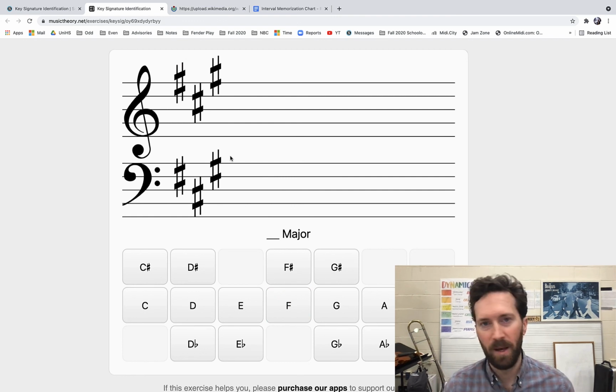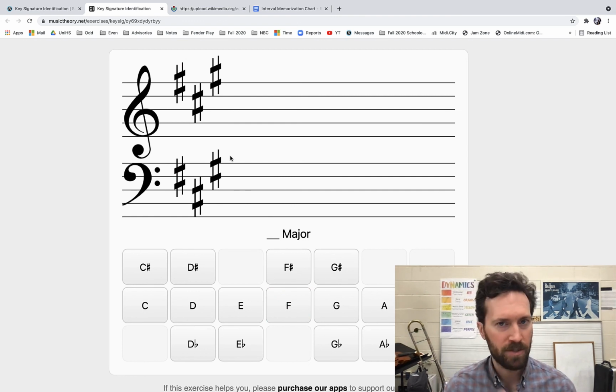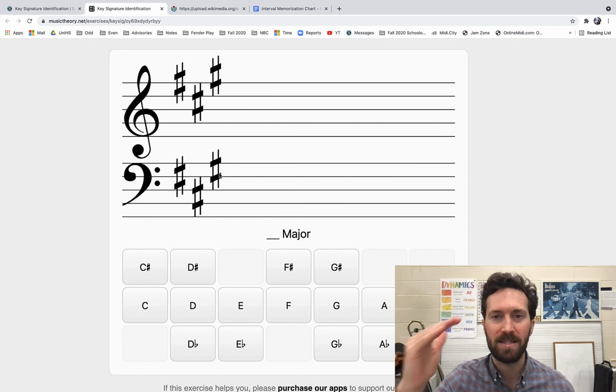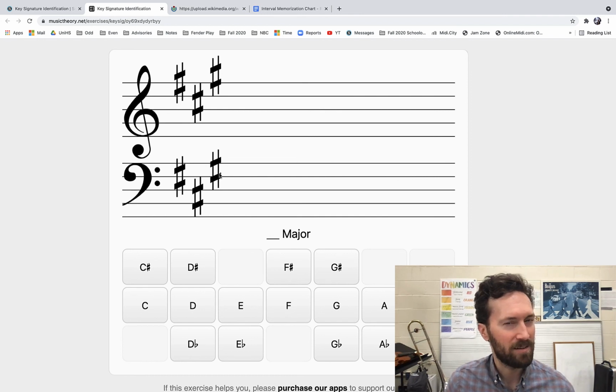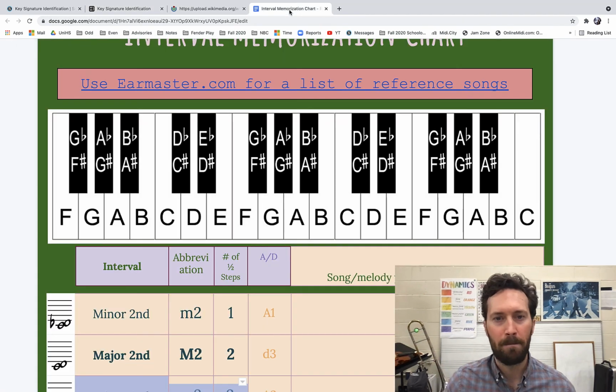So I hope that helps you identify key signatures, both the major and the minor, using the circle of fifths, but also doing our little trick for sharp signs. Take the last sharp, the rightmost sharp sign, and go up a half step. That's the name of your major. For flats, you find the penultimate flat, the second to last flat on the right. That's the name of the major for the flat. And then to find the relative minor, you just go down a minor third.